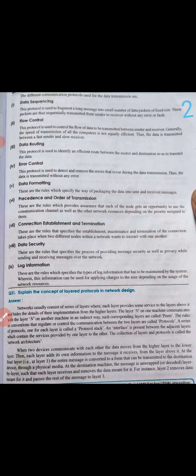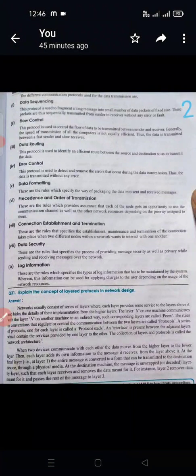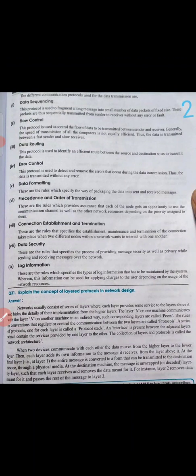What is the concept of layering? You can observe here in question number 31. A network usually consists of a series of layers. When the data is transmitting from sender to receiver, there exist several layers for any network architecture, which hide the details of their implementation from higher levels. The layer N on one machine communicates with the layer N on another machine in an indirect way. Such corresponding layers are called peers.